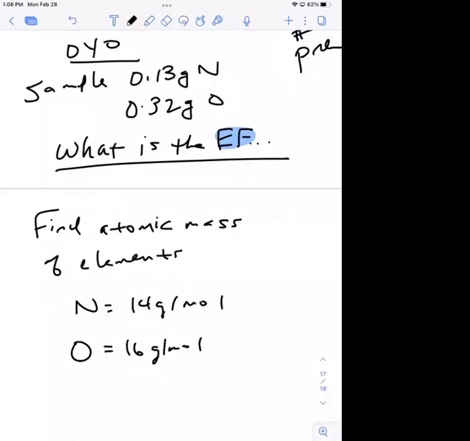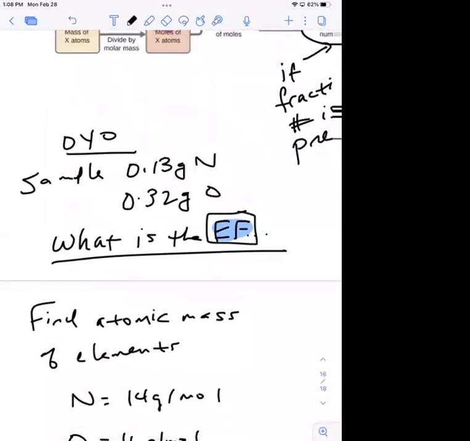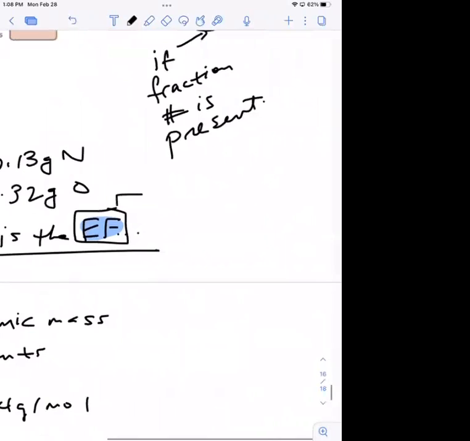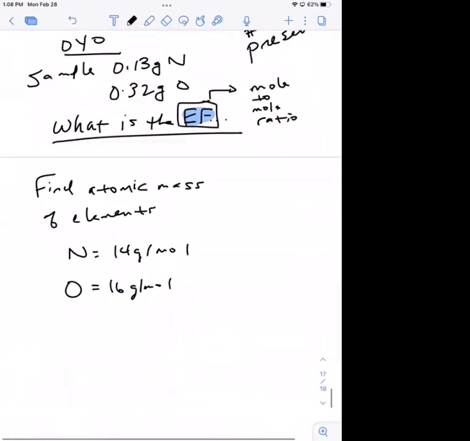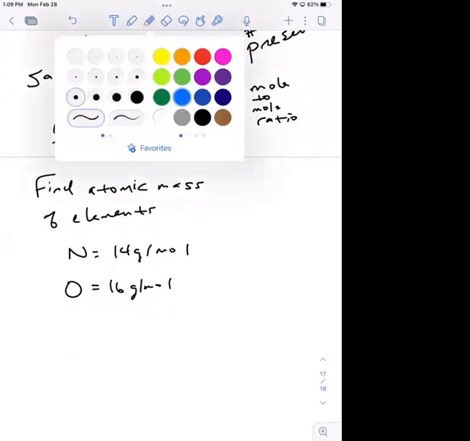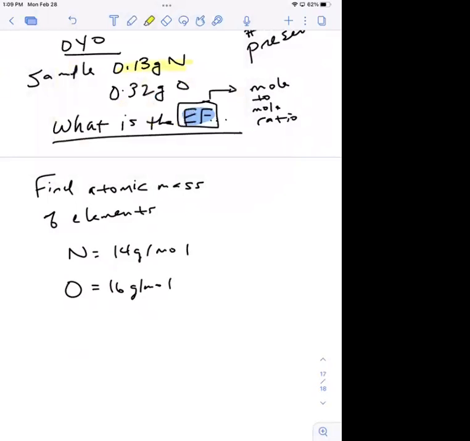All right, so what we're trying to do when we're calculating empirical formula is to find, anybody, help me out. What are we looking for? We're looking for the mole to mole ratio. So now let's go back to what we got, Brian, and tell me how you would figure out the number of moles of nitrogen given what we have. We got 0.13 grams of nitrogen right here, and we also have the atomic mass of nitrogen. So how can we find the moles of nitrogen?